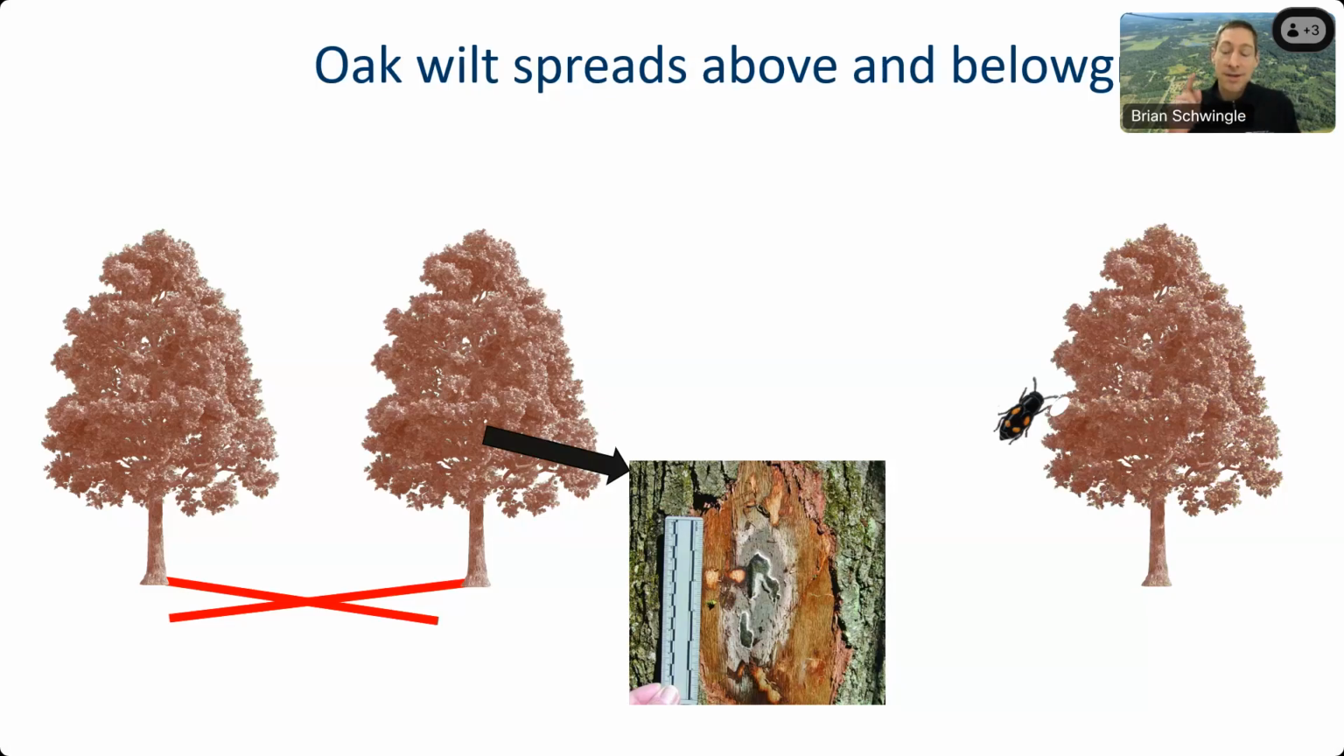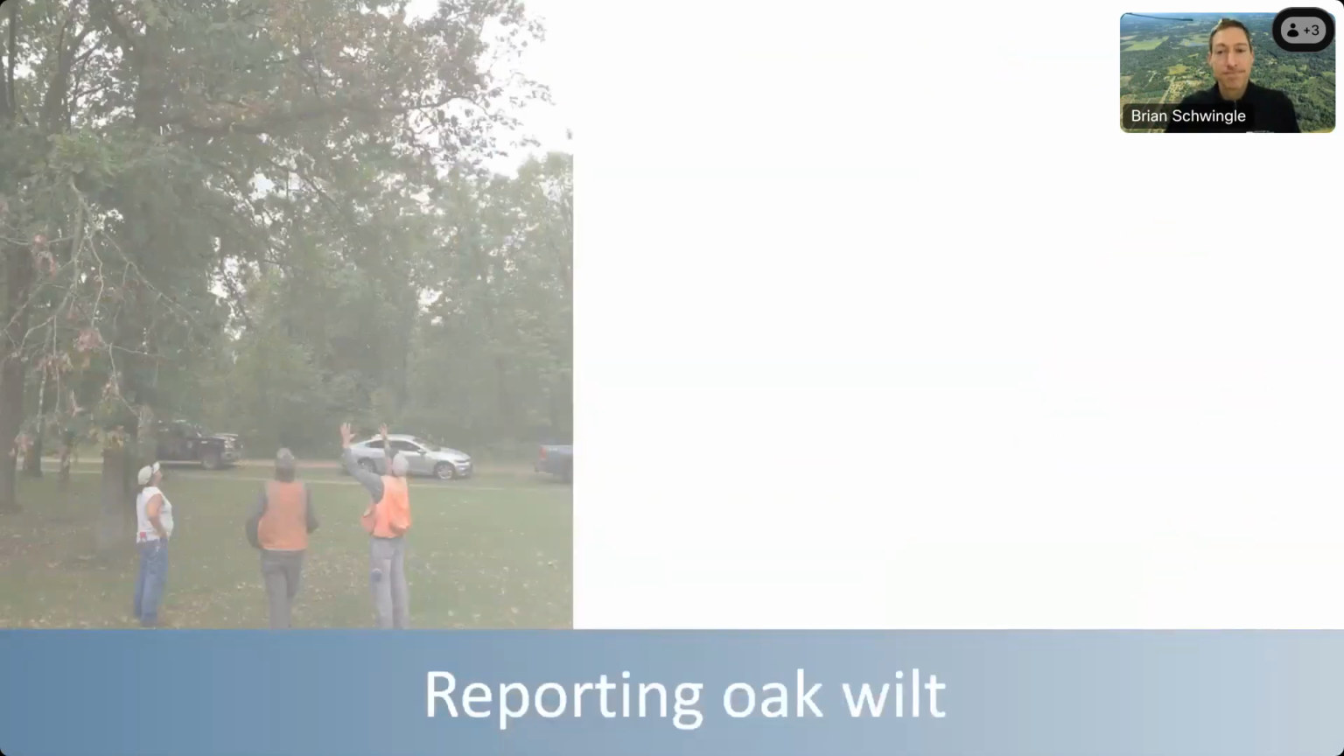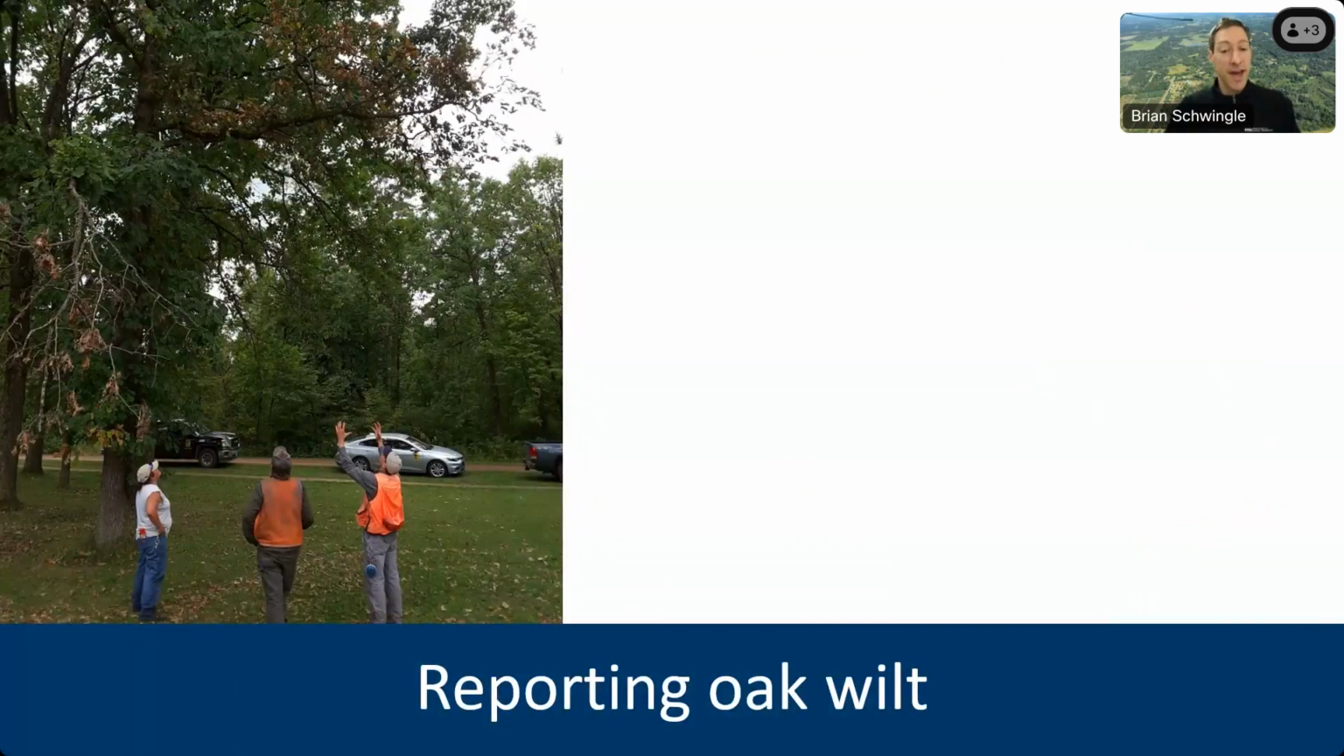And within 1 month, you're going to get symptoms developing on that red oak. And then in the next 2 months, you're going to get total tree death. So that's how oak wilt works. All right. So what do you do if you have oak wilt?